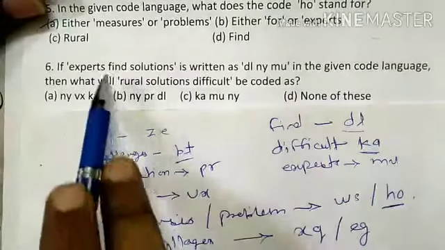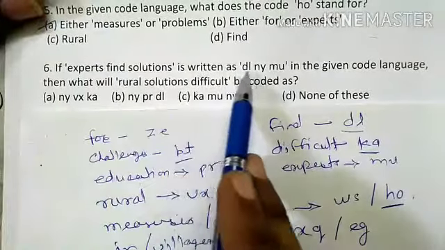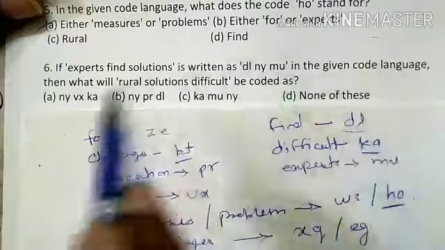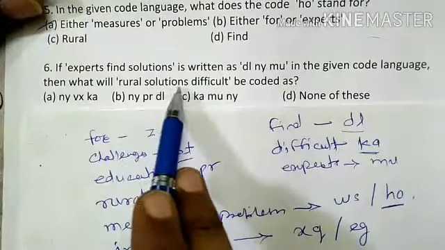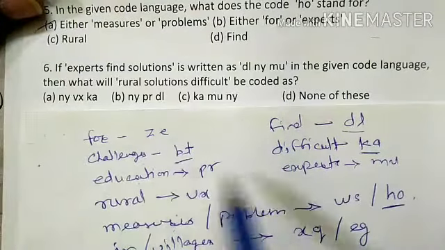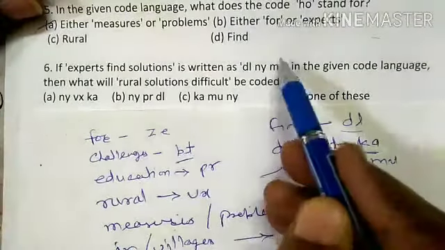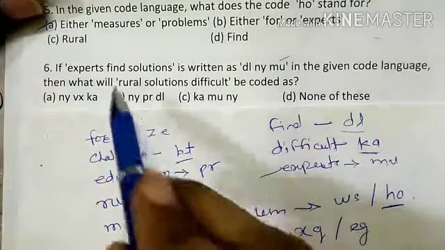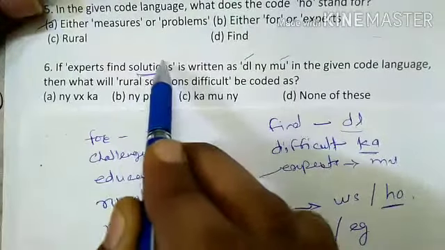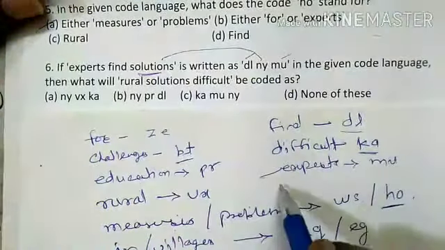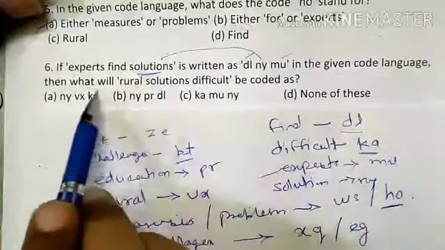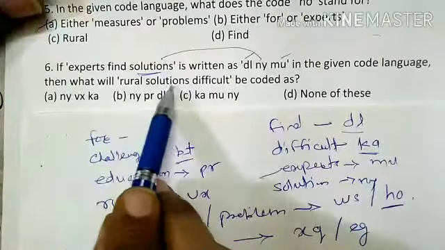Next question. Question 6. If experts find solution is written as DLNYMU in the given code language, then how will rural solution difficult be coded? We know experts is MU. After that, DL is found, so the code for solution is NY.